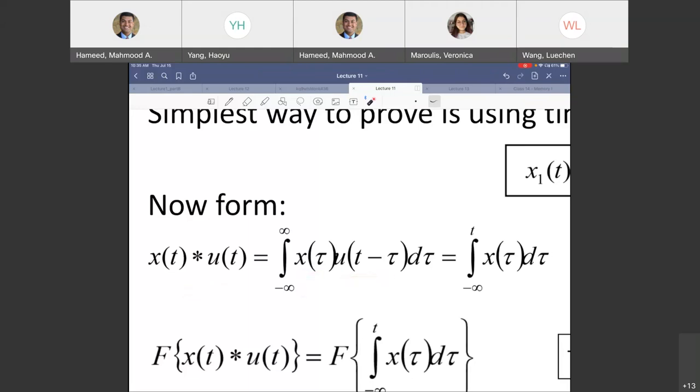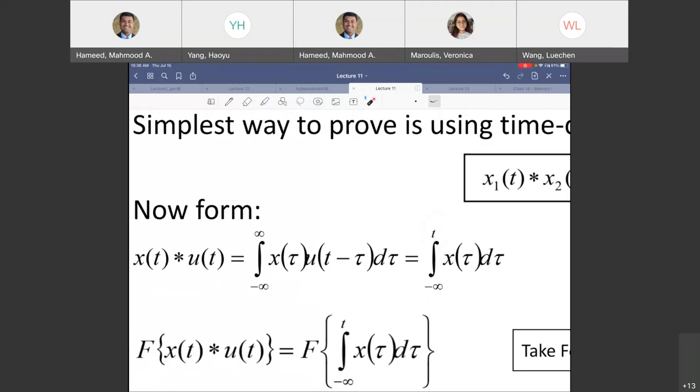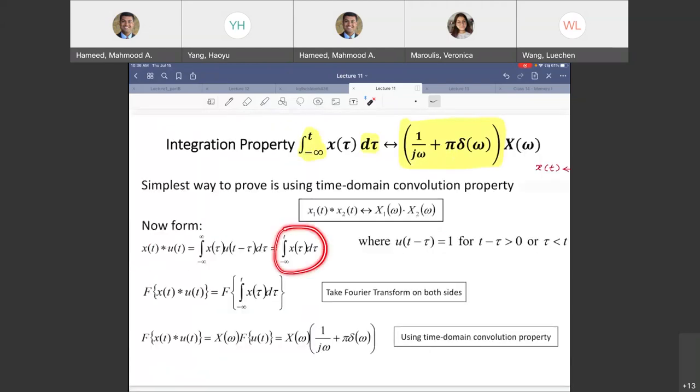This is your continuous time convolution integral that you have seen before exam one. Now, because you have this u of t minus tau, you can update the upper limit to t, because u of t minus tau will be 1 only when t is greater than tau, and at that time it is 1. So you have 1 multiplied by that, and you are integrating from negative infinity to t of x of tau d tau. All of this is matching this. You have convolved the signal in time domain.